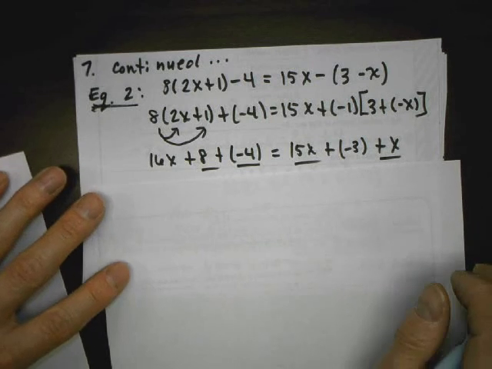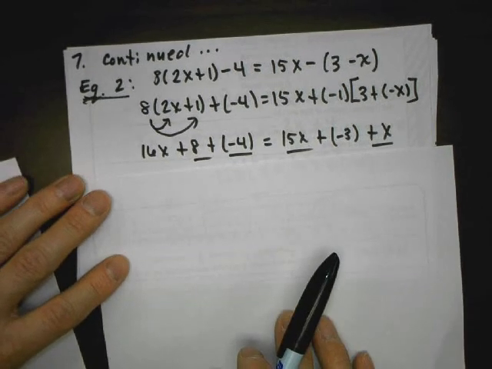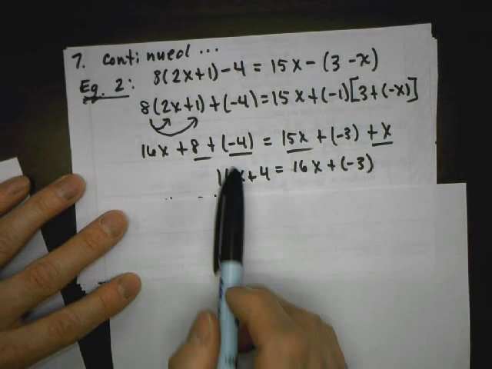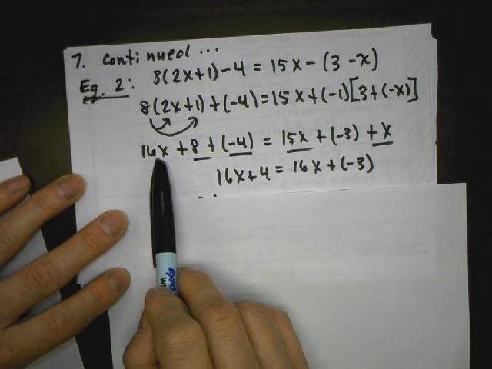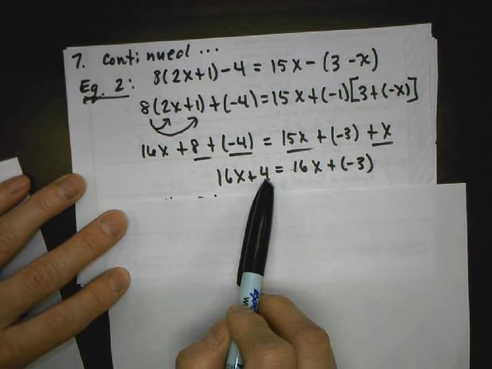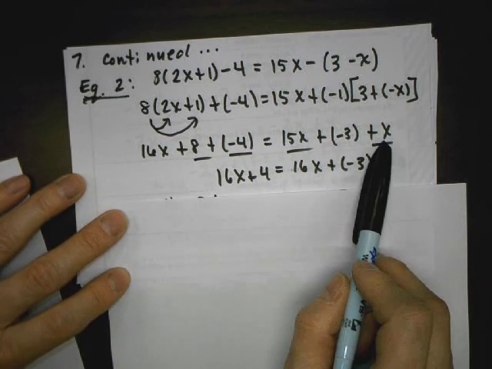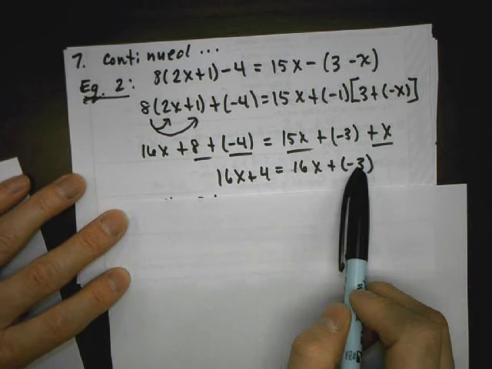Again, remember, on this step we're not doing inverse operations. So when I see a negative 4, I don't add 4 to 8. I just use the negative 4. So 16x, 8 plus negative 4 is 4. Over here, 15x plus 1x is 16x, and copy the rest. I've simplified it.